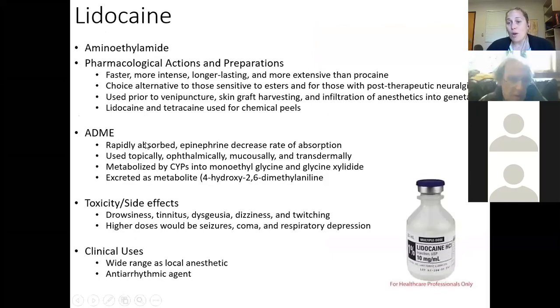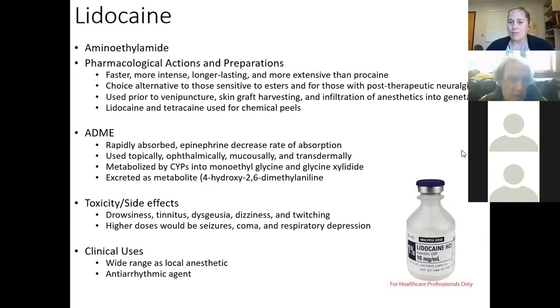So probably the one that's far more clinically used now is lidocaine. We can see that it provides faster, more intense, longer lasting, and more extensive anesthetic effects than procaine. It's a nice alternative for those who are sensitive to esters. Again, when we talked about hypersensitivity, it's always important to have options if someone is hypersensitive to one group or the other. It's used prior to venipuncture, skin grafting, harvesting, and infiltration of analgesics into genitalia. A combination of lidocaine and tetracaine is actually used for chemical peels that you might associate with more cosmetic types of surgeries.